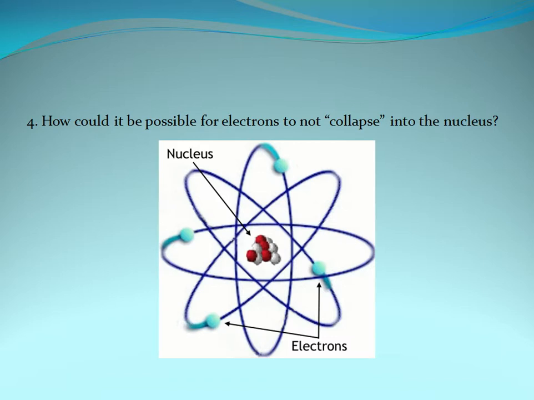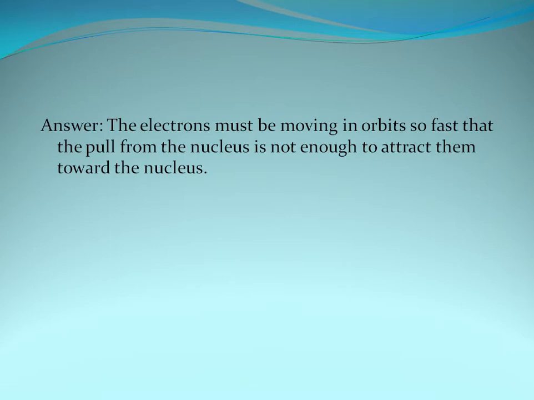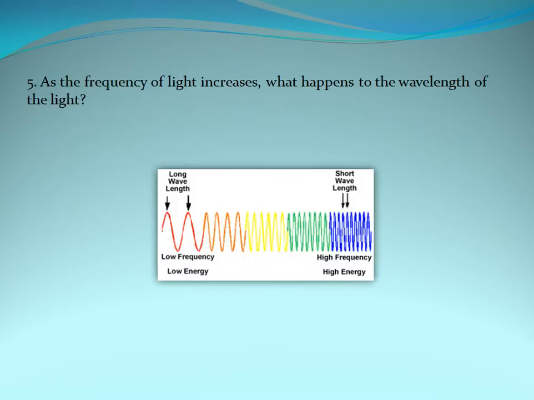Number 4. How could it be possible for electrons not to collapse into the nucleus? Well, the electrons must be moving in their orbits so fast that the pull from the nucleus isn't enough to attract them towards the nucleus. And this is also known as Bohr's solar system model of the atom. If you don't know what that is, look it up.